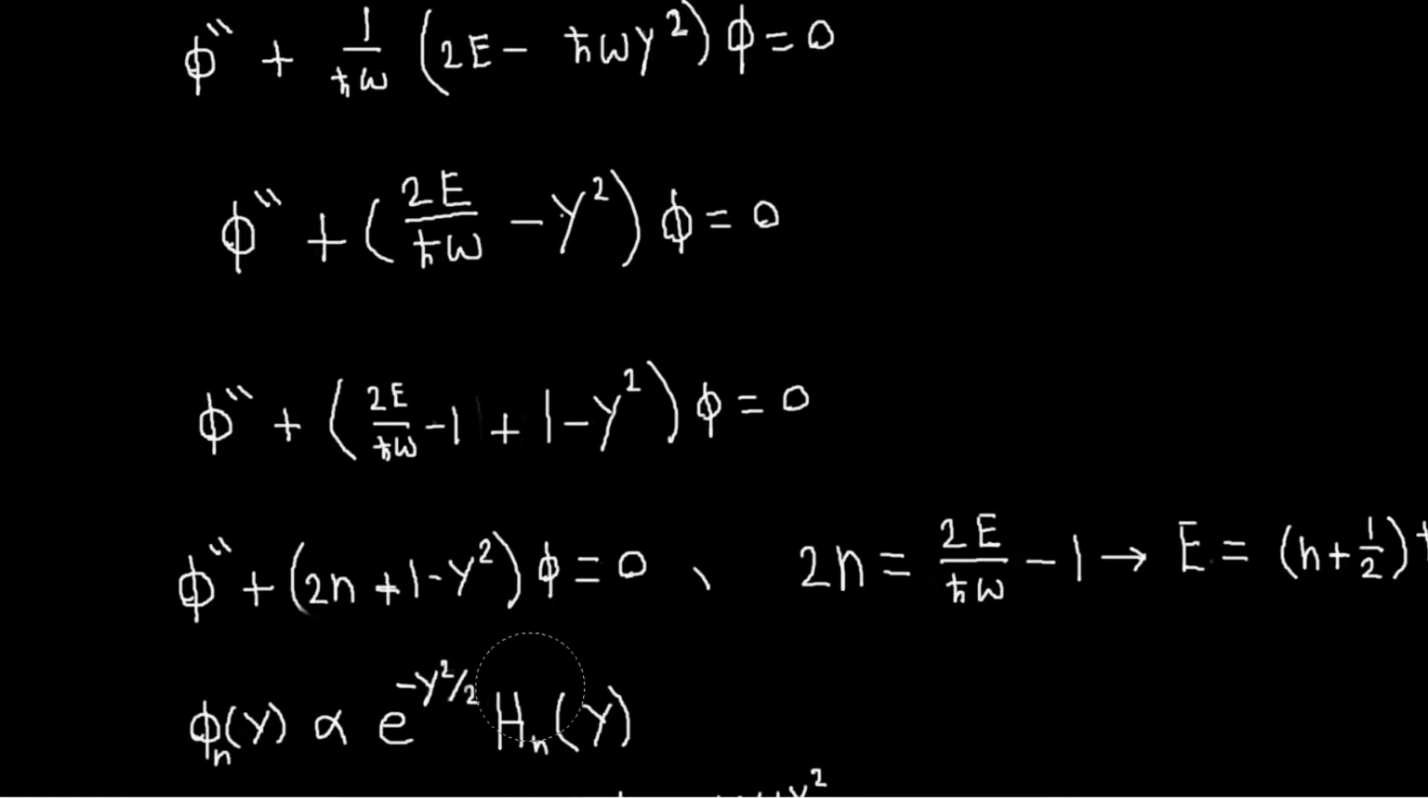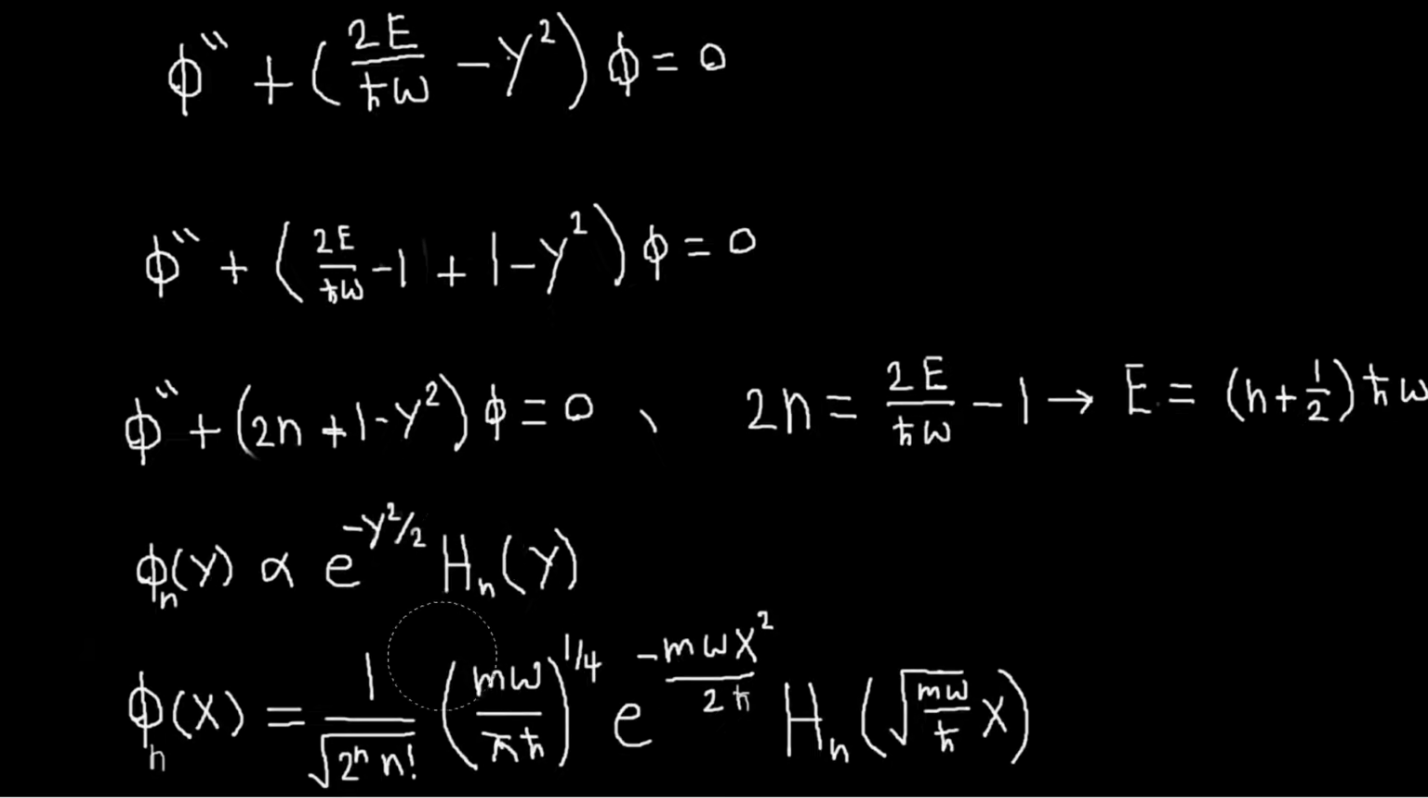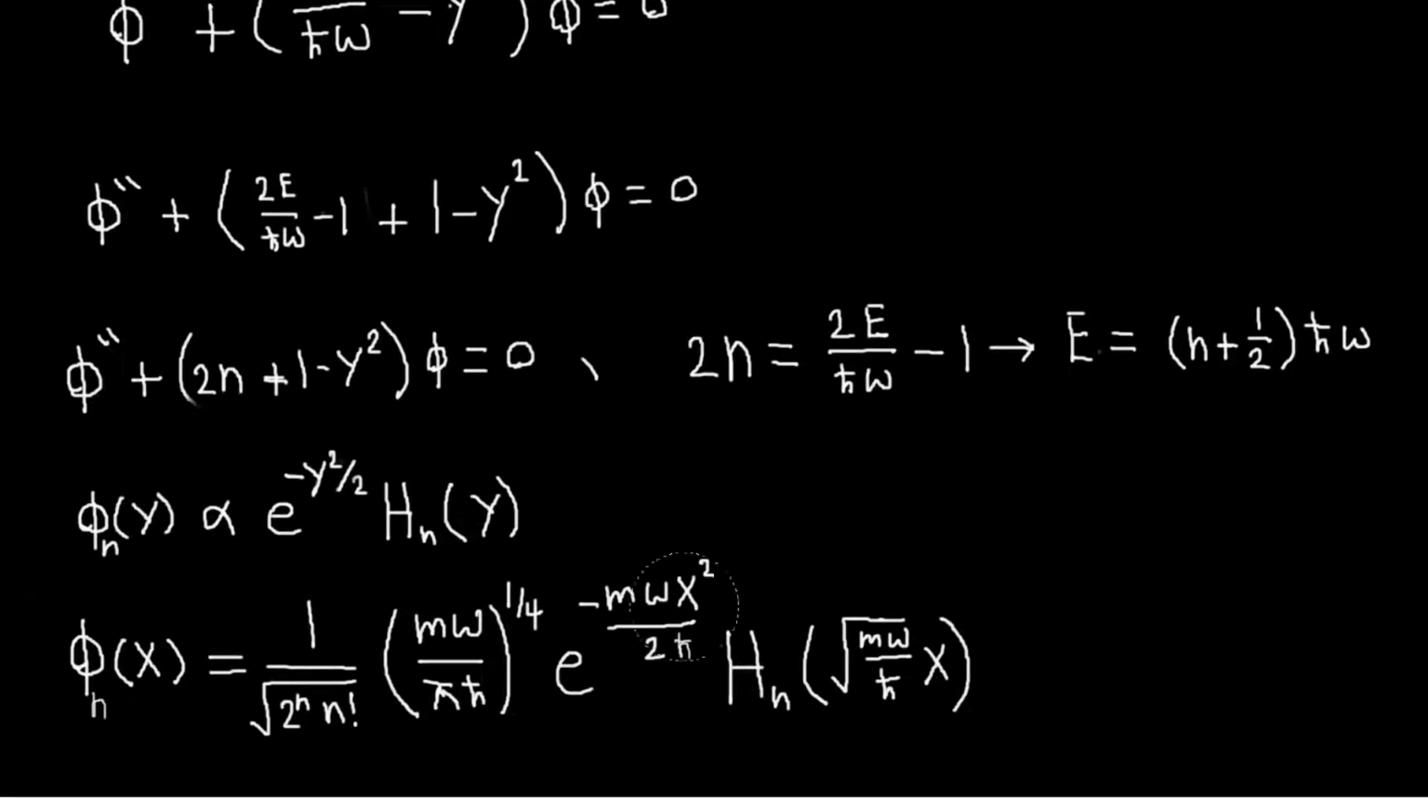And this is in terms of y, so we really want them in terms of x, which is easy to do because y is simply related to x. So phi of x will look like this. Again, we have this Gaussian term and our Hermite polynomials. And then this kind of ugly factor out in front is just the normalization factor. So this factor ensures that the modulus of these functions squared integrated from minus infinity to infinity is 1.